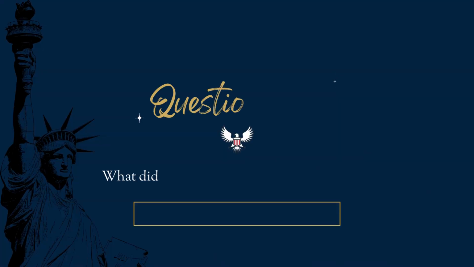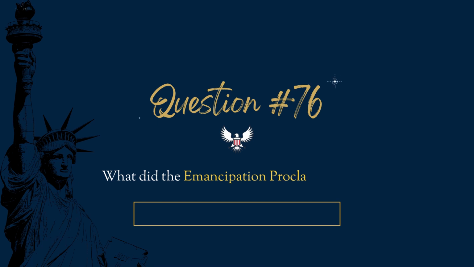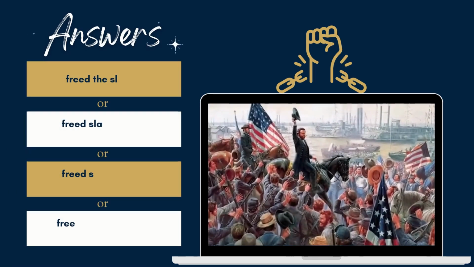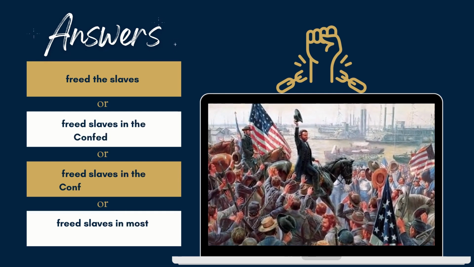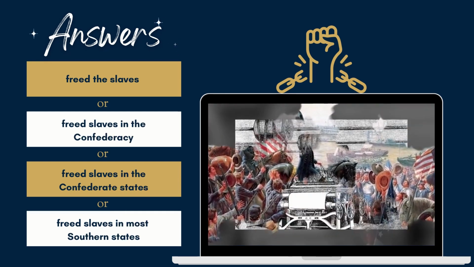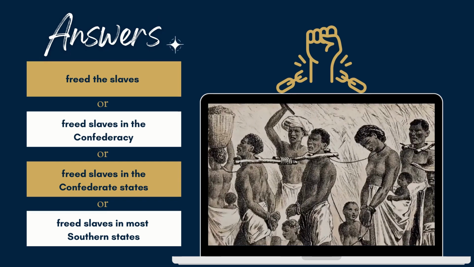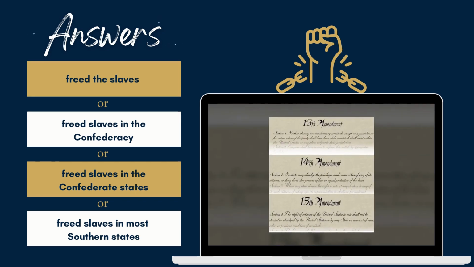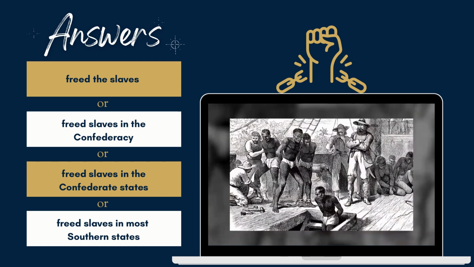Question 76. What did the Emancipation Proclamation do? Answers: Freed the slaves, or freed slaves in the Confederacy, or freed slaves in the Confederate States, or freed slaves in most southern states.